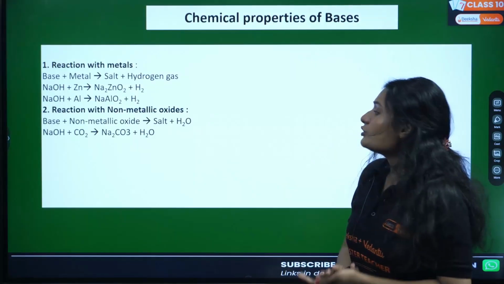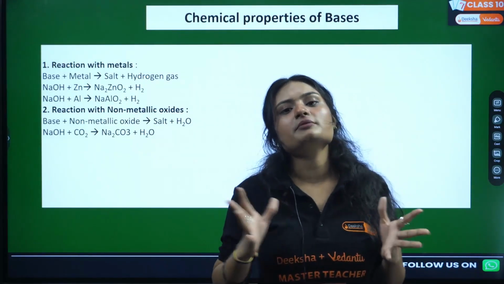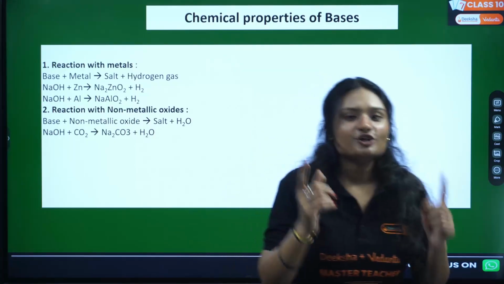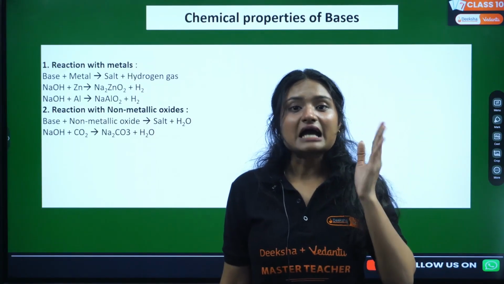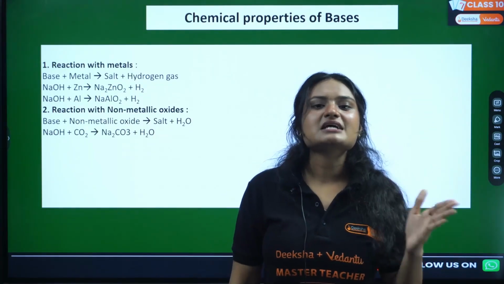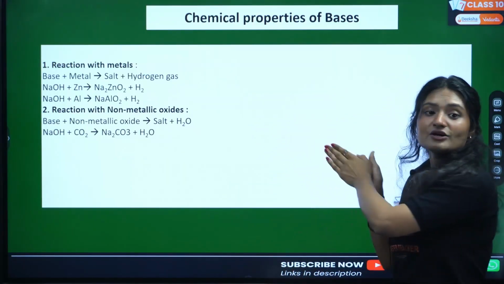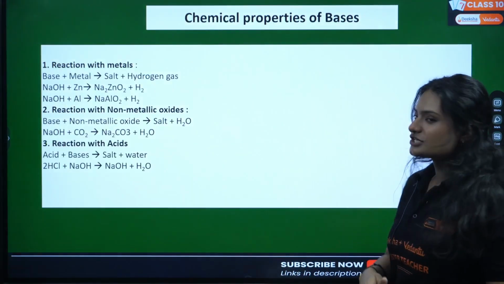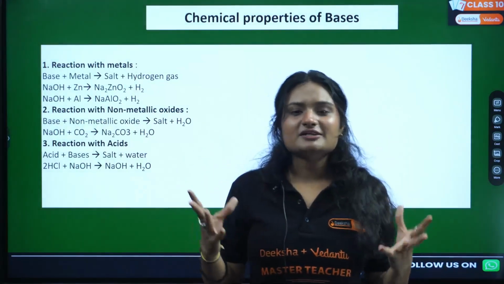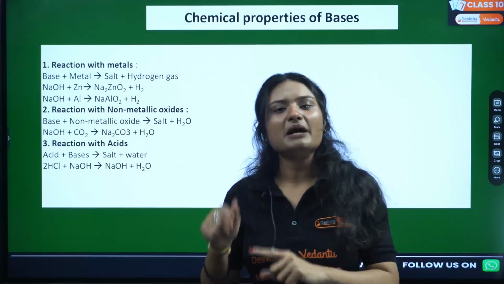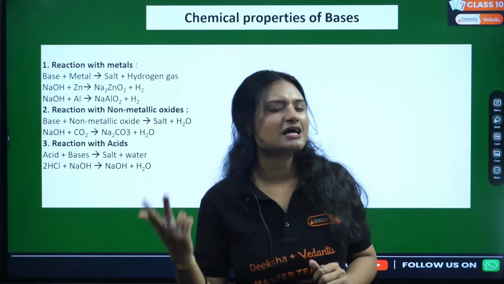Now, the second reaction is reaction with non-metallic oxides. What is the nature of non-metallic oxides? Yes, non-metallic oxides are acidic in nature, and when a base and acid react, we get salt and water. Moving on to the next reaction, reaction with acid. My dear kids, when acids and bases react, we get salt. That is the third part of this chapter, acids, bases and salts.